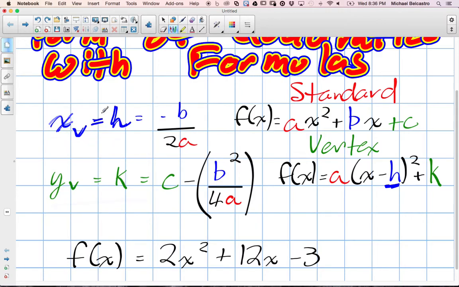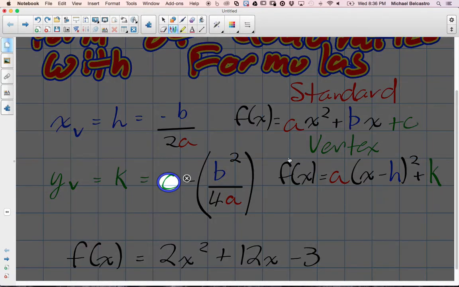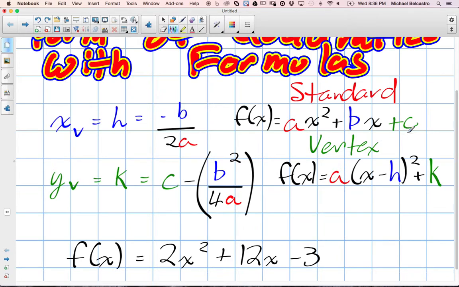The x value of the vertex is equal to the h value in the form, which is negative b divided by 2a. This is referring to standard form, right? There's only a b and an a in standard form. The y value of the vertex, which is the k value, is equal to c, the c value of standard form, subtracted by b squared divided by 4a. It's kind of tough to remember, but completing the square is a ton of processes. So if we can memorize these two formulas, we can be pretty set.